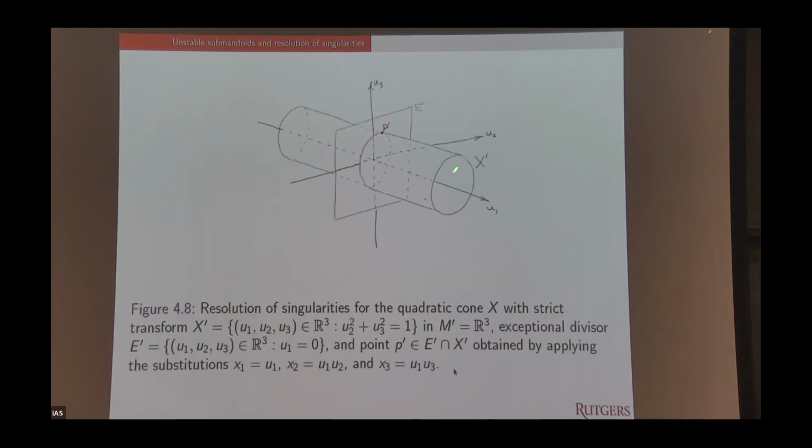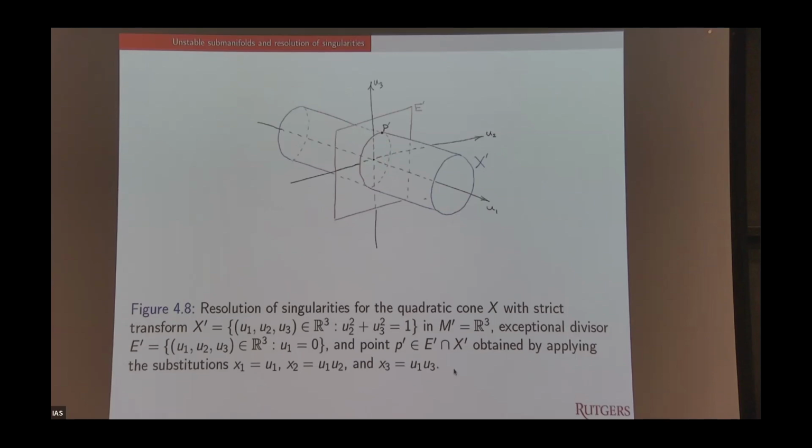So here, X prime is the strict transform of the singular cone. E prime is the exceptional divisor. Their union is the so-called total transform. And P prime is just some point that's in the intersection of the exceptional divisor and the strict transform X prime that lies over the original cone point that was here in the previous picture.